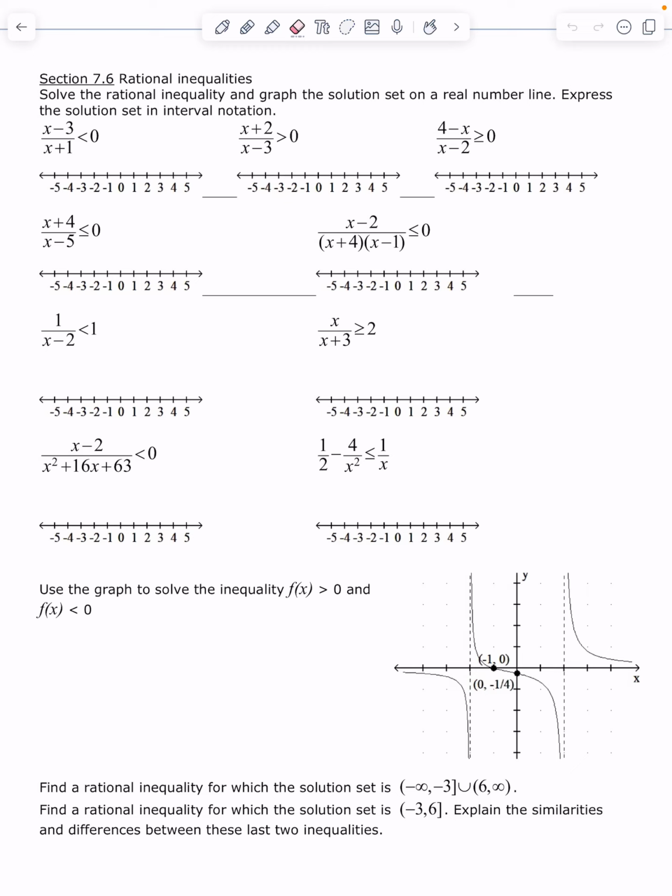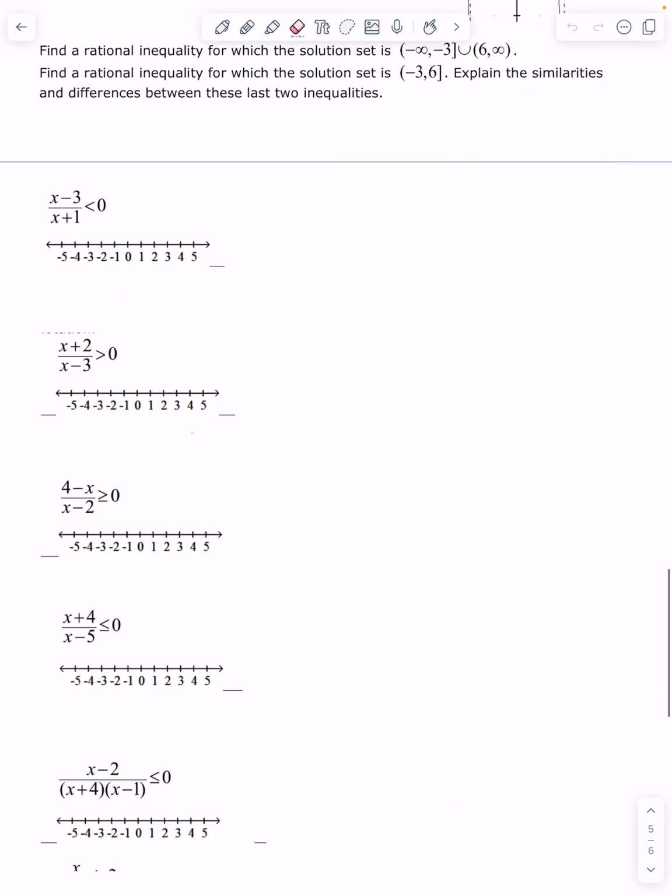Okay, this is the 7.6 notes. These are the 7.6 notes, rational inequalities. This is page 4. And I have copied these down below, so I have a little more room. See if we can go ahead and try to number these so that I can keep them straight.